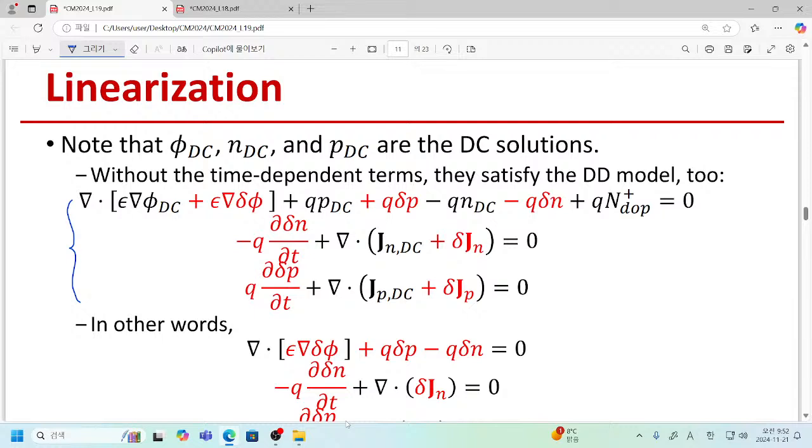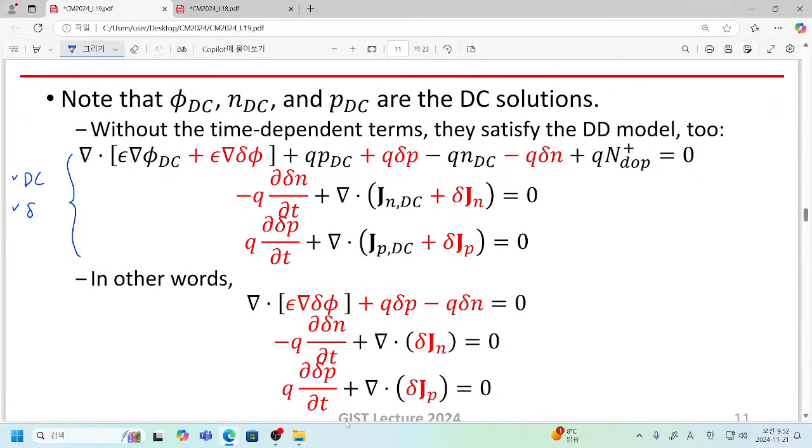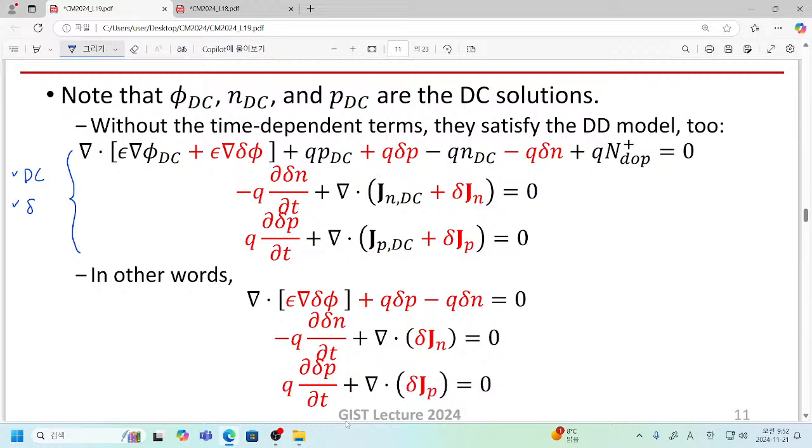So it contains both DC terms and small signal terms. Both of them are considered in this case. However, let's consider only the DC term. When you have a look at these three terms, the black colored terms correspond to our DC simulation. When we simulate the DC problem, we consider only these black colored terms and get the DC solution.